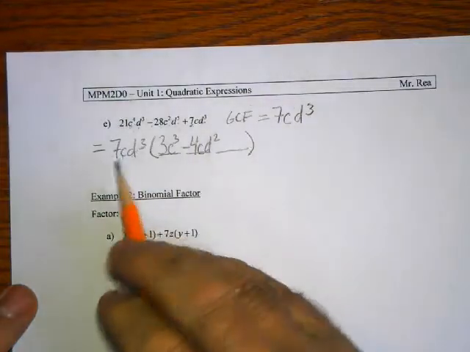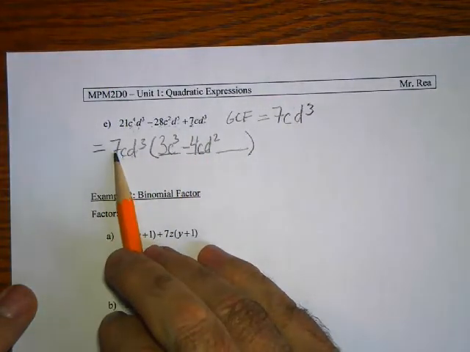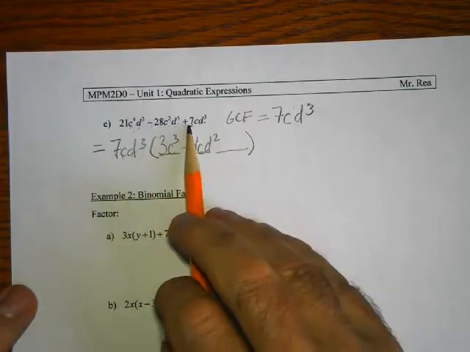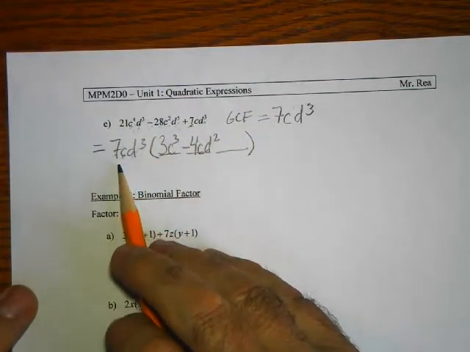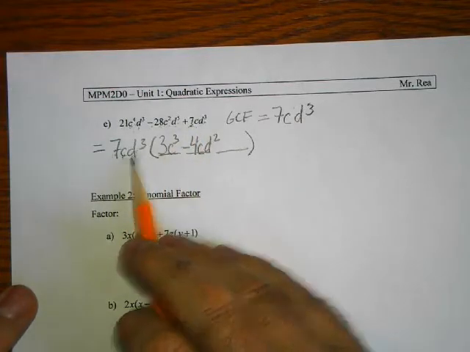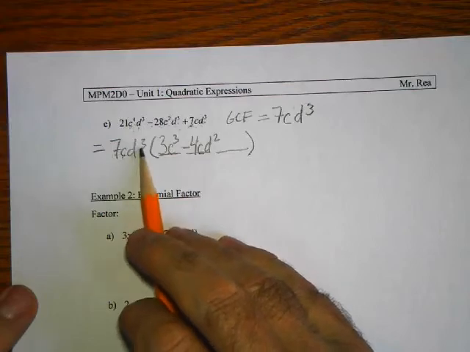Now this one's an interesting one. You'll see in a second. What do I multiply 7 by to get 7? Nothing, it's already done. What do I have to multiply c by to get c? Same thing. It's already there. What do I have to multiply d cubed by to get d cubed? It's already done.